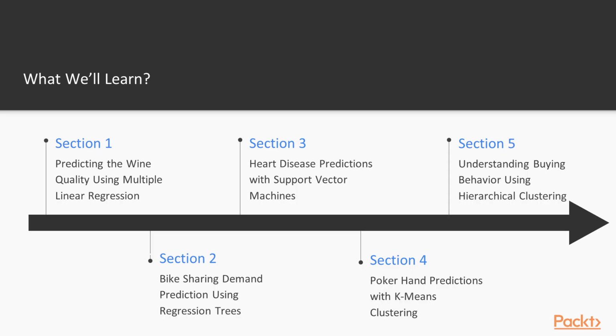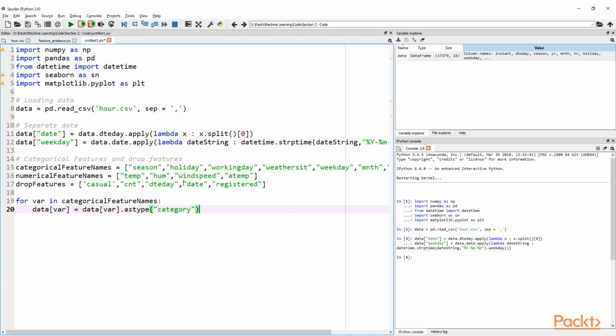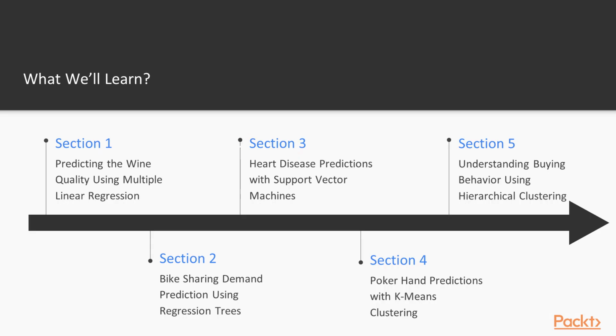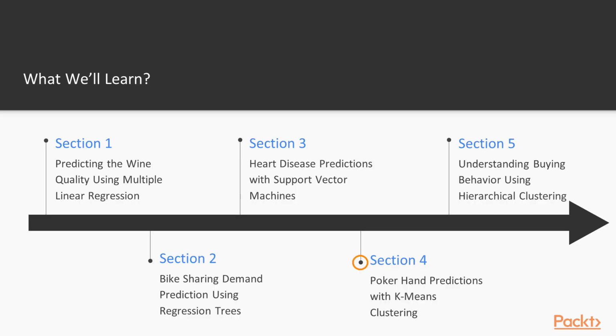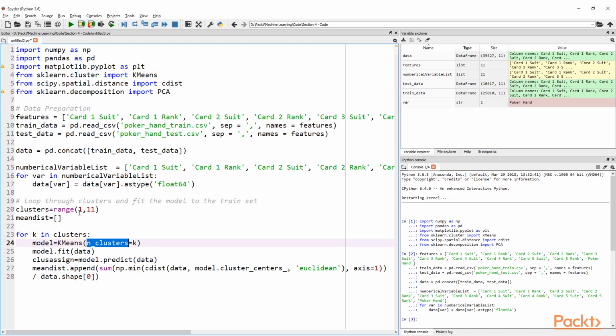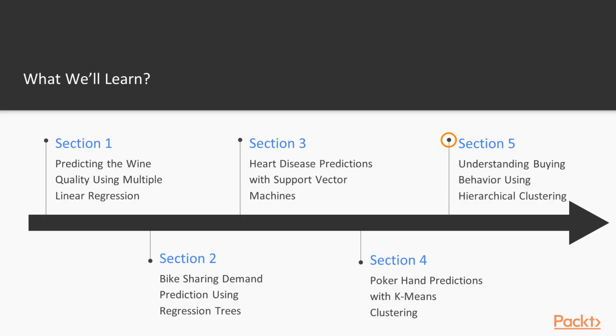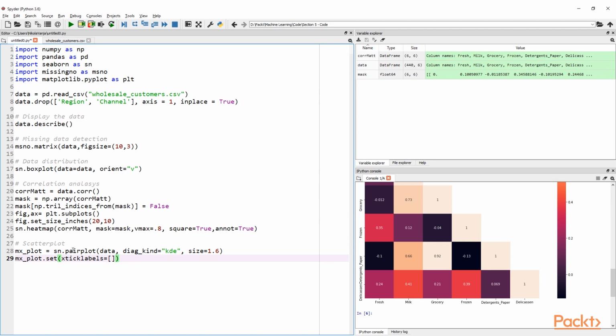Then, we will predict bike sharing demands using decision trees and random forest regression. After that, in the third section, we will make some heart disease predictions with support vector machines. In the fourth section, we will predict poker hands using k-means clustering. And in the final section, we will understand buying behavior using hierarchical clustering.